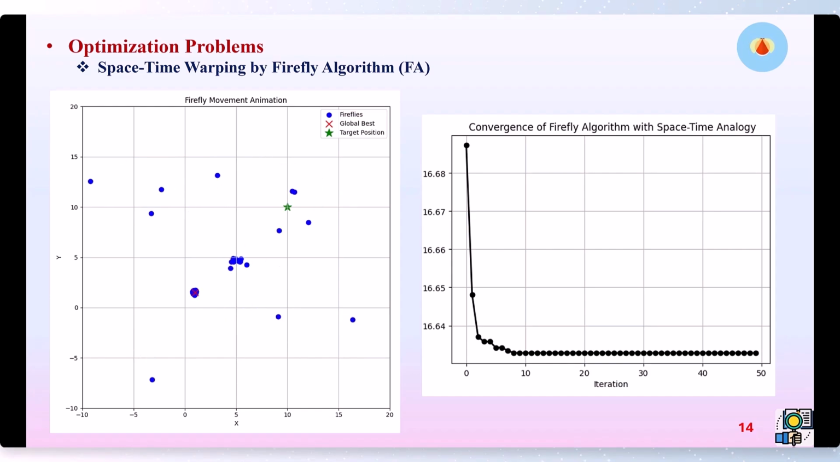Here in these figures, on the left, we can see blue dots, which are fireflies, moving toward the best firefly with the brightest light, which is shown with the red cross, which is our global best, or the best position. Also, on the right, we can see convergence of the algorithm for the space-time warping problem. As we can see, convergence happened at iteration 10 and stabilized. Now we go and take a look at the code in the Python environment to simulate all the results we can see in this slide.